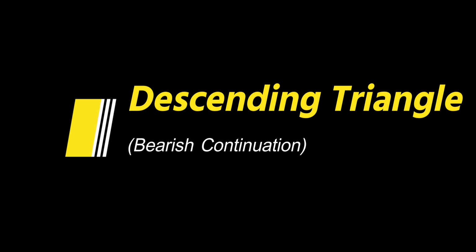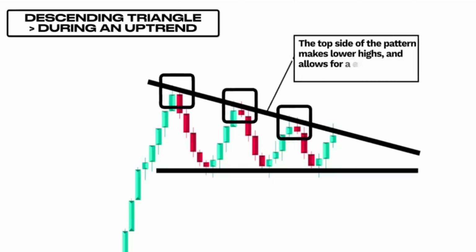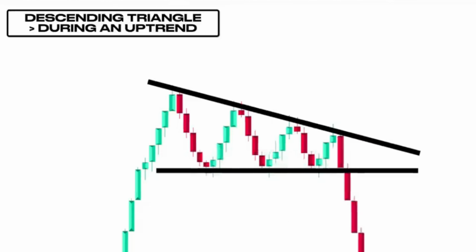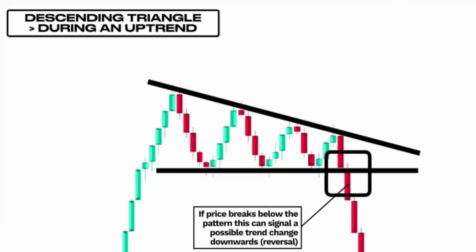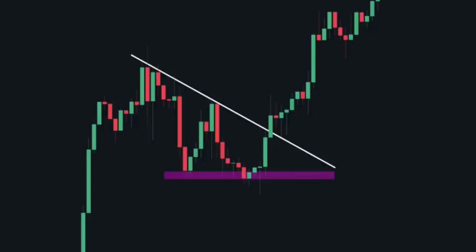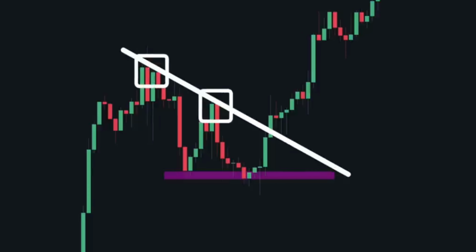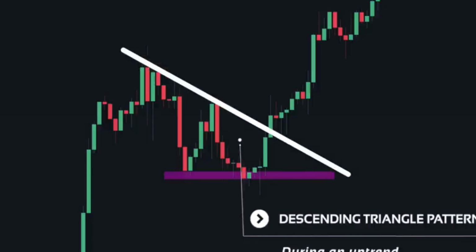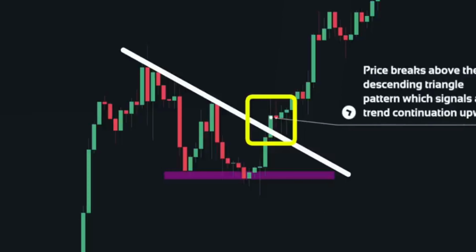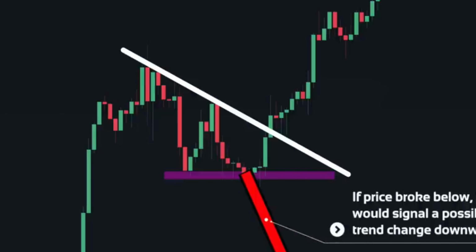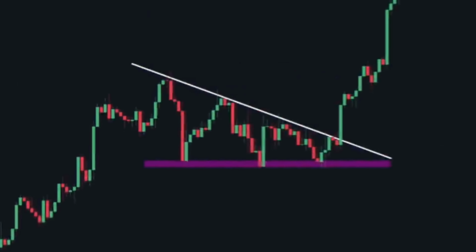7. Descending triangle, bearish continuation. Opposite of ascending triangle: flat support line with lower highs. What it means: sellers are gaining control. Entry: sell when price breaks below the support. Stop loss: above the most recent lower high. Take profit: same height projection rule.